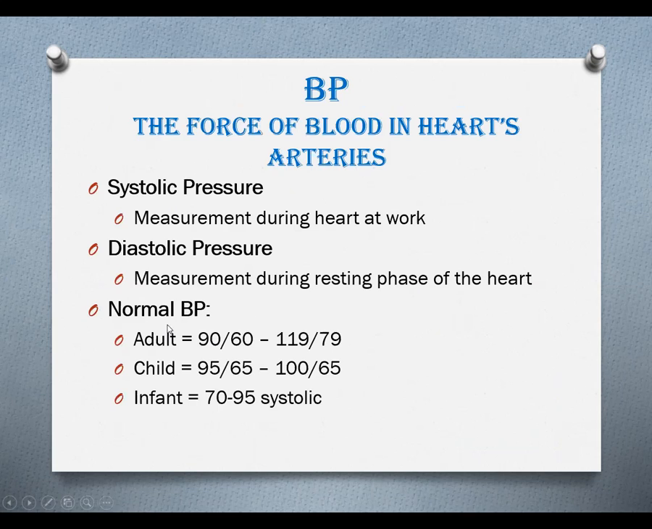These are your normal blood pressures. An adult can be 90 over 60 and be normal, and then 119 or 120 over 70, 75, or over 80 can still be normal because each individual is a little different. The child is 95 over 65, and an infant is 70 over, their systolic is between 70 and 90.